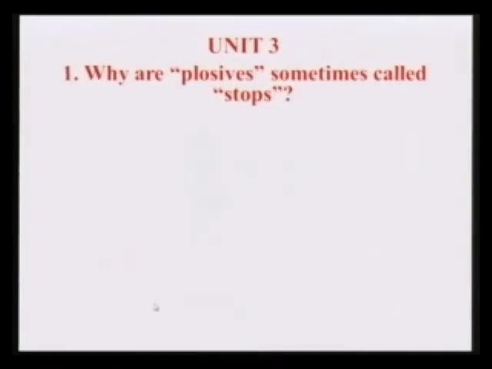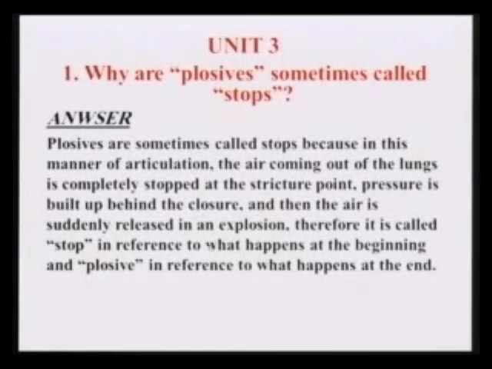Why are plosives sometimes called stops? Plosives are called stops because in this manner of articulation, the air comes out of the lungs completely stopped at the stricture point. Pressure is built up behind the closure, and then the air is suddenly released in an explosion. يبقى لو انت استعملت الاكسبلوجن بتقول عليها plosive، لو استعملت air completely stopped بتقول عليها stop. Therefore it's called a stop or a plosive. في ناس بتقول كده وفي ناس بتقول كده.